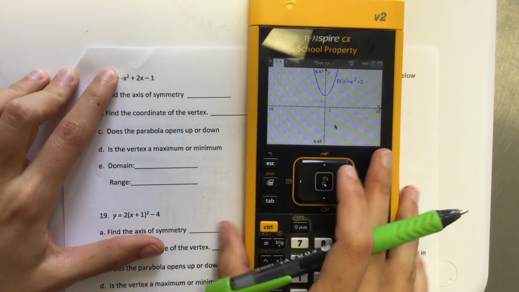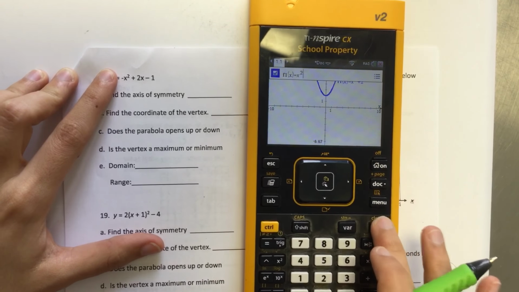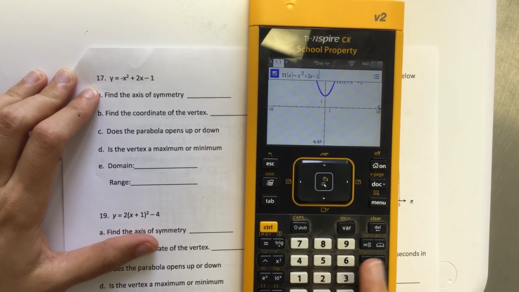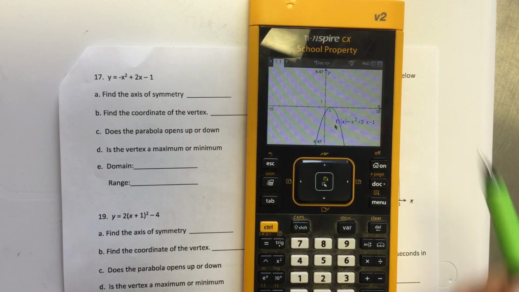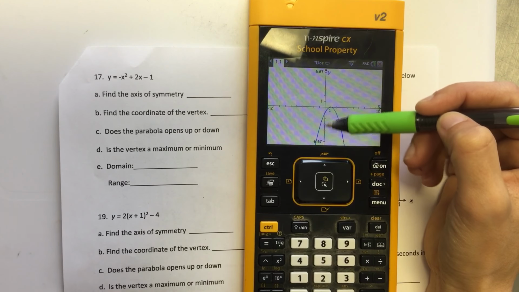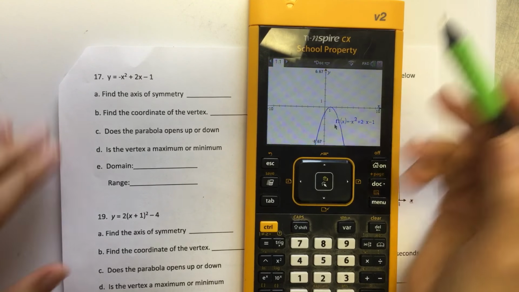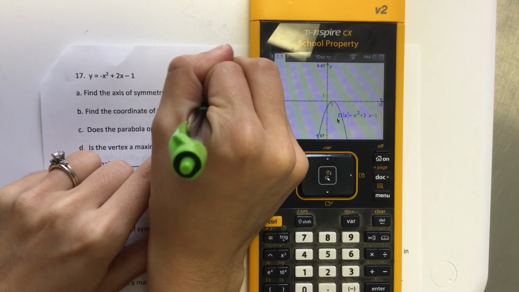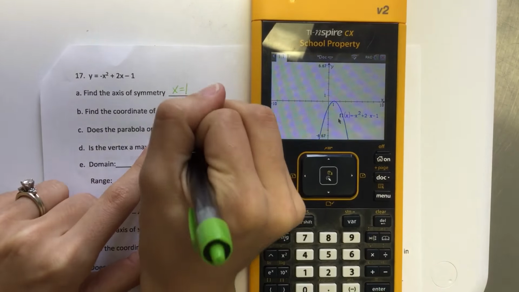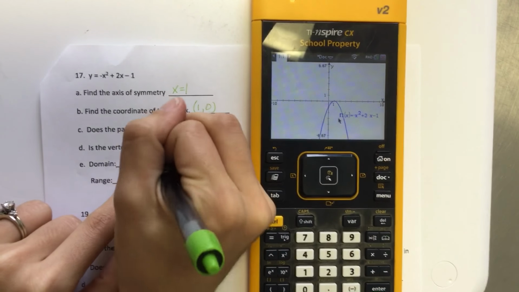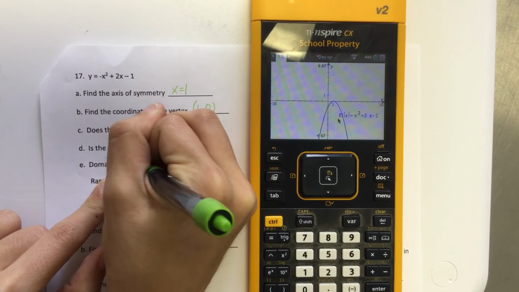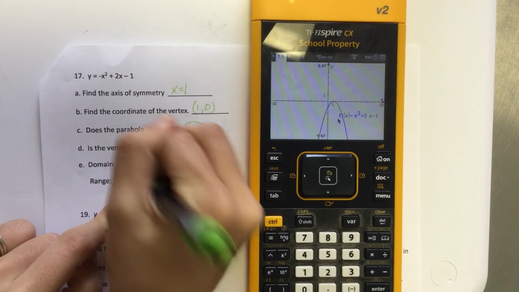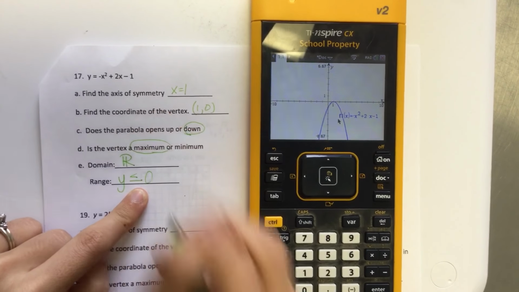All right, find the axis of symmetry. So you just need to put this in your calculator and graph it. Negative x squared plus 2x minus 1. The axis of symmetry is the line that cuts it in half. So right here, which is x equals 1. Our coordinate is at 1, 0. The parabola opens down. It is a max point. The domain is always all real numbers. Range is y, and because it's going down, is less than or equal to, and our y value is 0.